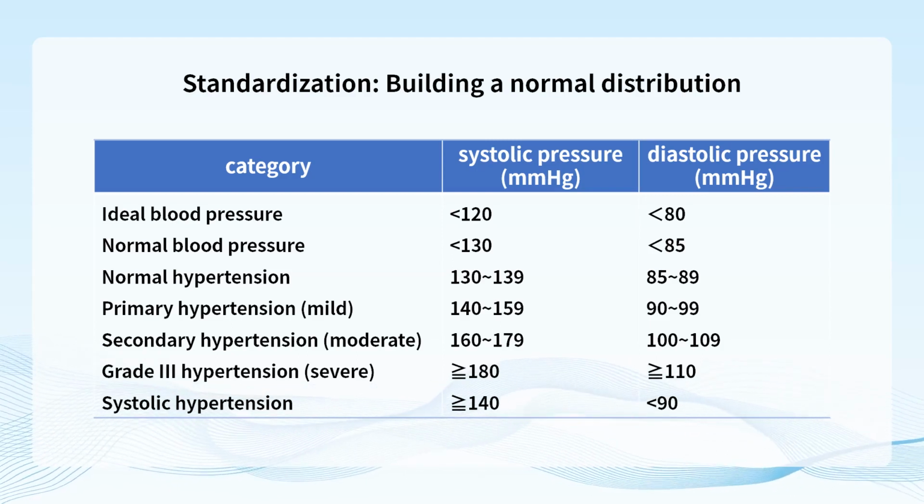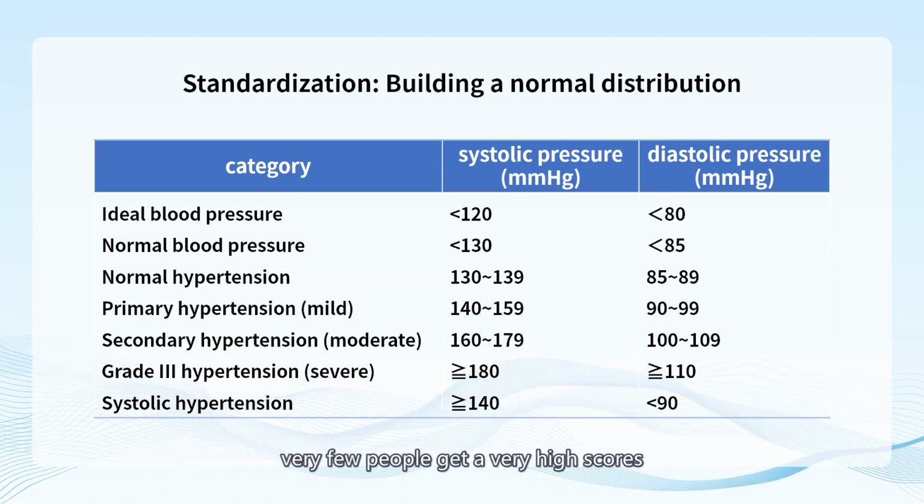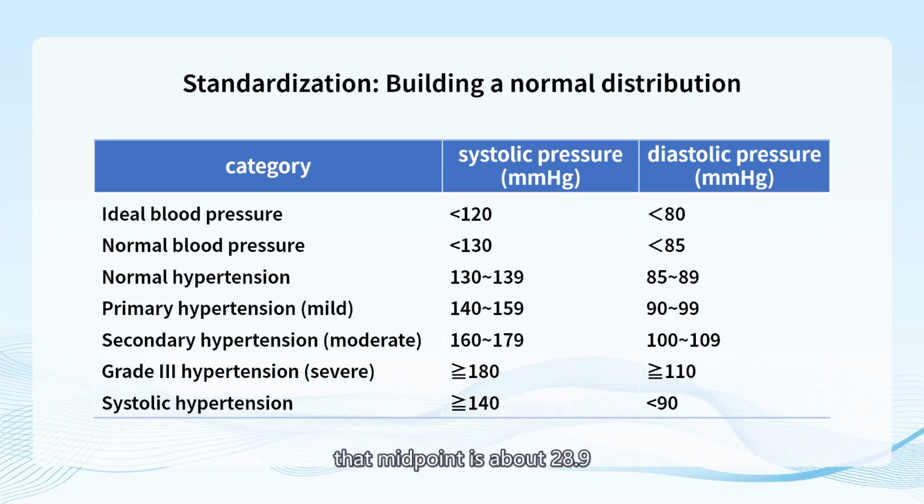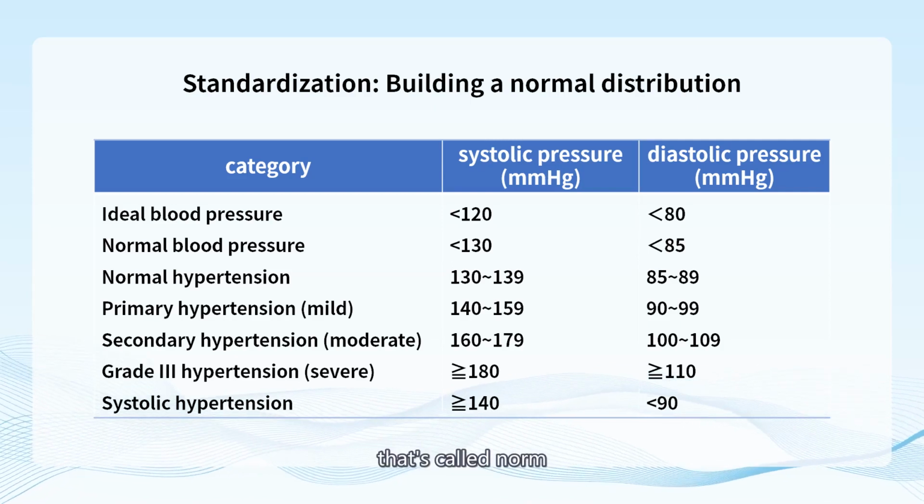And this is the norm. You can see very few people get very low scores, very few people get very high scores. Most people sit around a point. The midpoint is about 28.9. That's called a norm.